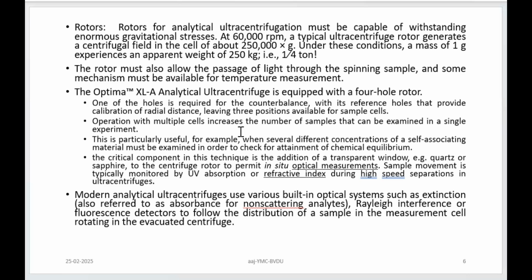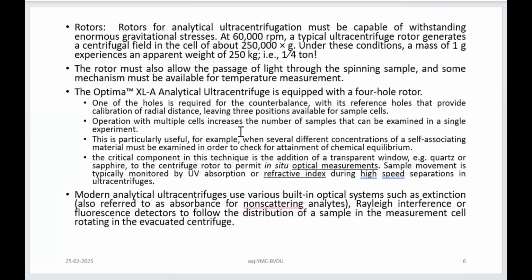So it is about the rotor we are talking. You will find 6-hole, 4-hole rotors. Different designs of rotors are there. So the instrument we are talking about here is with 4 holes. One of the holes is required for counterbalance. You know, in centrifugation, counterbalance is very essential. With its reference hole that provides calibration of radial distance, leaving 3 positions available for sample cell. Calibration is not with reference to sample, okay? Calibration is not to get the standard reference. It is just about the dimensions of the cell. So counterbalance cell is there, and other 3 cells are for loading the sample.